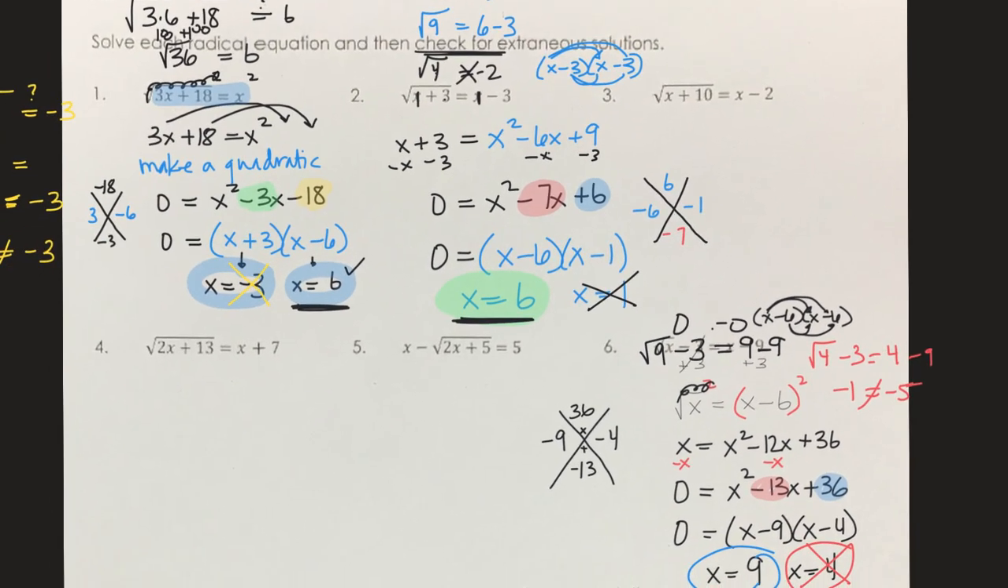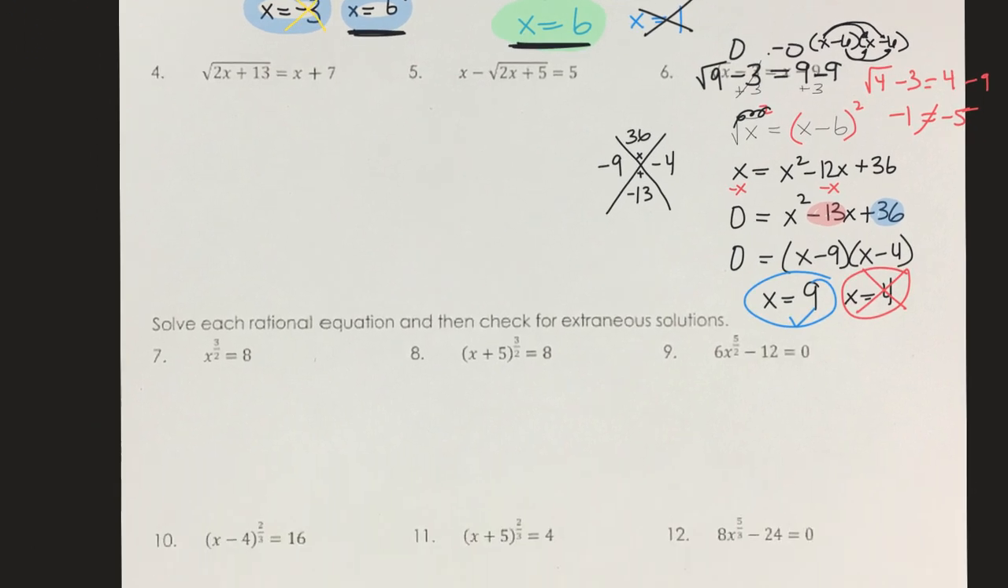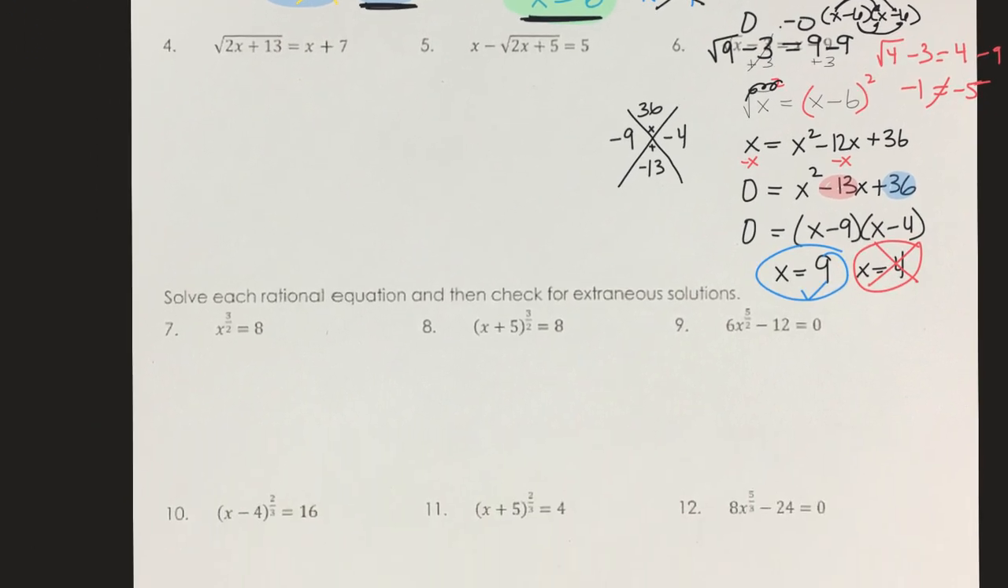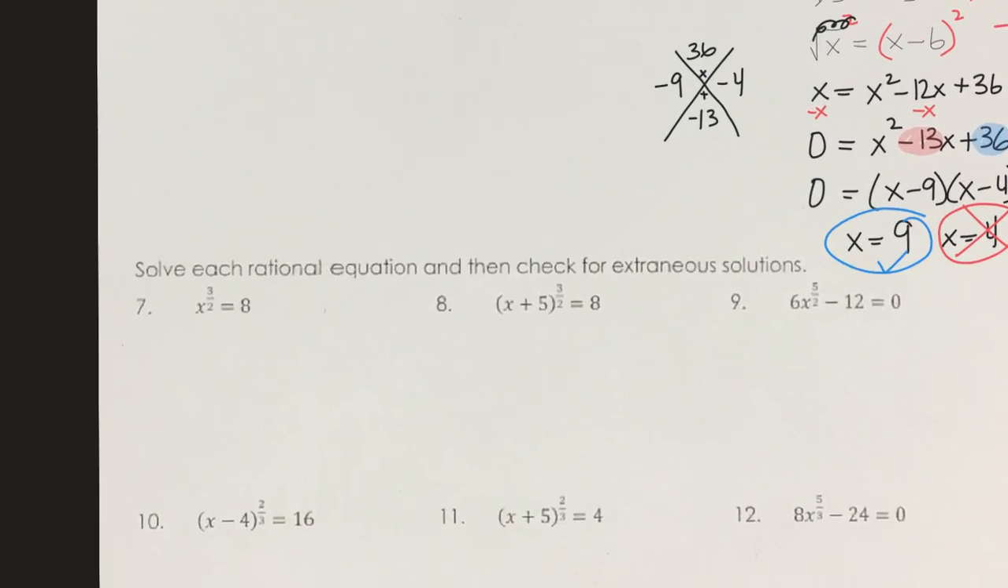Okay, so the problem with these radicals is that every time you get a solution, you have to check to see if it's actually good or not, which requires a lot more work than what you're probably willing to do. But to get it most correct, that's what you have to do. So let's look at these ones on the bottom. Check for extraneous solutions again.